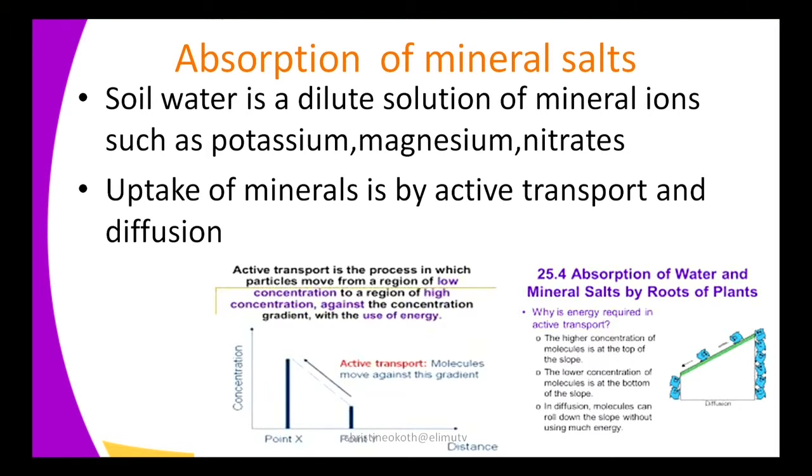The higher concentration of molecules is always at the top of the slope, and the lower concentration of molecules is at the bottom of the slope. So there will be use of energy because it's moving against the gradient. In diffusion, the molecules can roll down the slope without using energy. So diffusion does not need energy, while in active transport, energy is needed because it's moving from down going up. It's the opposite.